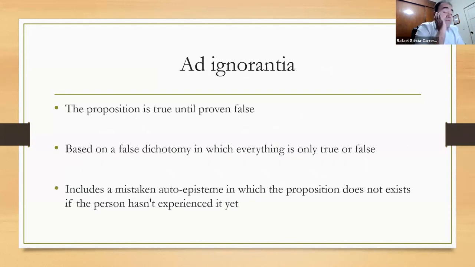Ad ignorantia, and this is very, very common in your daily life, because people are going to tell you that the proposition of what I'm saying is true and you prove me wrong. And that's a fallacy. Things are true or false regardless of whether you know that they're true or false. So what this means is that you have an epistemic stance in which you consider that a proposition cannot exist if the person hasn't experienced it yet.